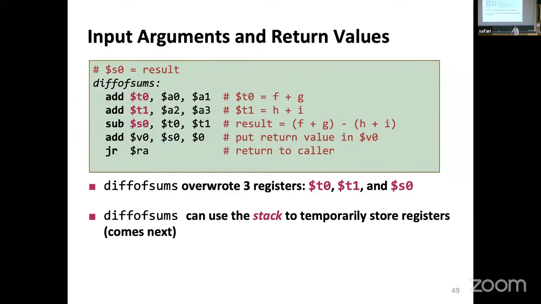Now, the argument here was that default sums was modifying a number of things. It is okay to modify V0, because by convention we said that this is a thing that should contain the return value. So the return value should be fair game. But I'm also modifying a bunch of other things. So what is happening? No matter how you look at it, we will run out of registers at some point, because default sums could call another one, and that other one could call another one. At some point, we are going to run out. Actually, we are going to run out very quickly.